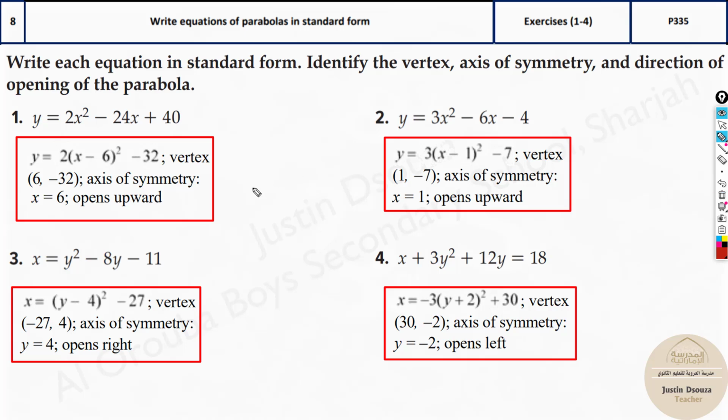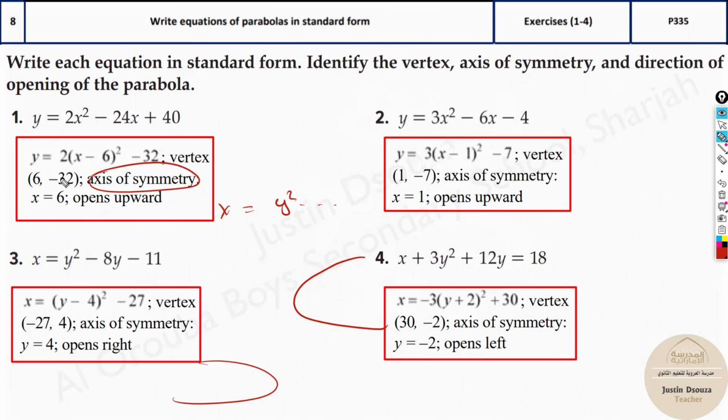But what if it is x is equal to y square and so on? So if it is plus, it opens to the right. If it's minus, it opens to the left. That's the only thing. And here the axis of symmetry is the y value, not the x value.